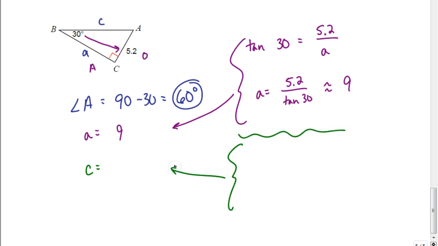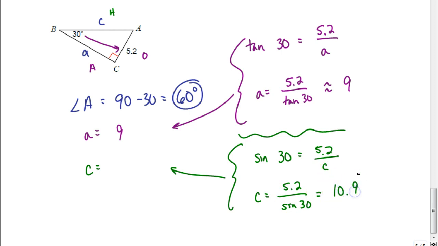And to figure out how to get C, just like before, C is our hypotenuse. And so again, we can use the opposite and the hypotenuse, so it's going to be the sine of that 30 degree angle equals the opposite, which is 5.2, divided by your hypotenuse, which is side C. Again, we can just swap those. We get C equals 5.2 divided by the sine of 30, and you get your answer, which is approximately 10.4. And so we have solved our right triangle there.